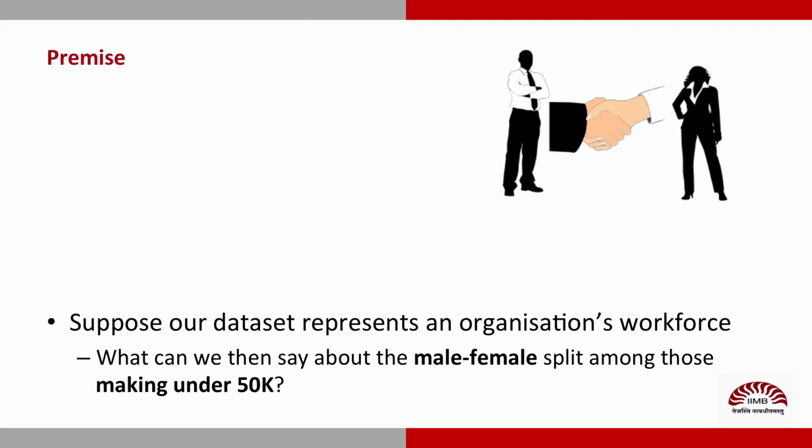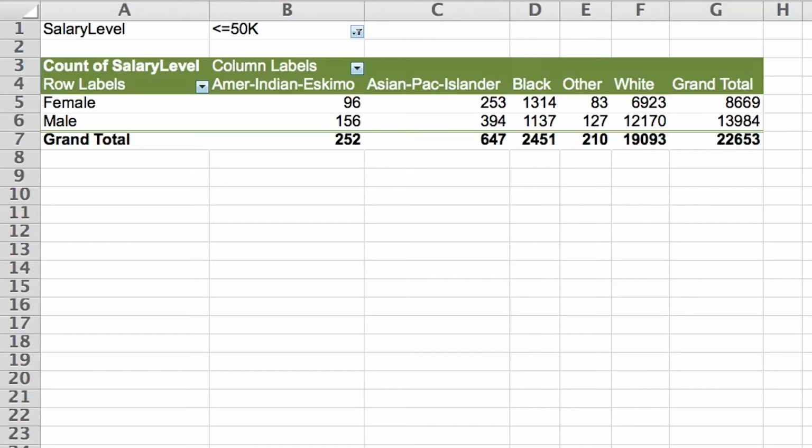Suppose our data set represents an organization's workforce. What can we then say about the male-female split among those making under 50K? Simply looking at these numbers can confuse us. It makes more sense if we can talk proportions. Wait, I can spot a switch in the black column. You mean this, Lisa? Smart observation.